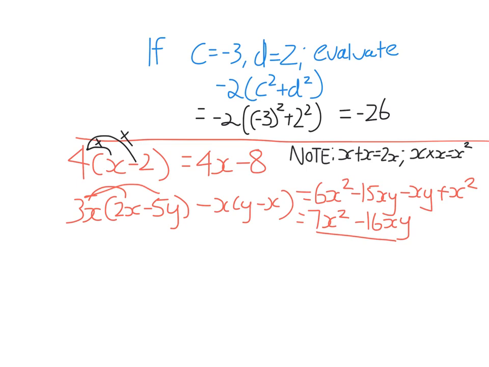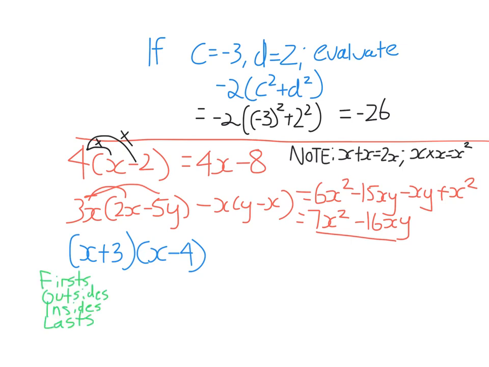So not only did we perform expansions with one set of brackets, we performed expansions with 2 sets of brackets being multiplied together. They're called binomial expansions. So if I have something like x plus 3 times x minus 4, remember for these ones, I use the FOIL method. The FOIL is for binomial expansions.